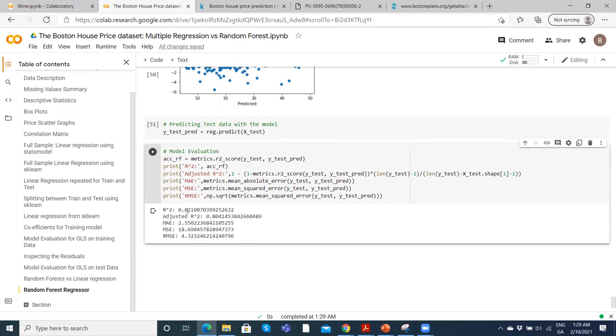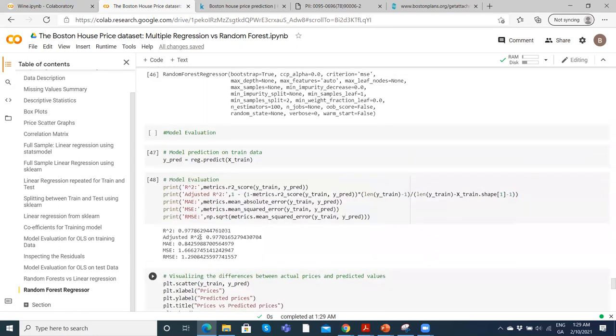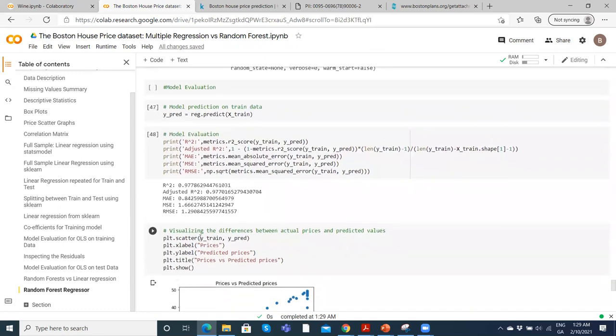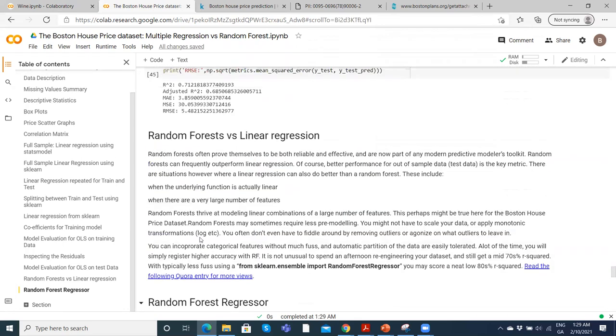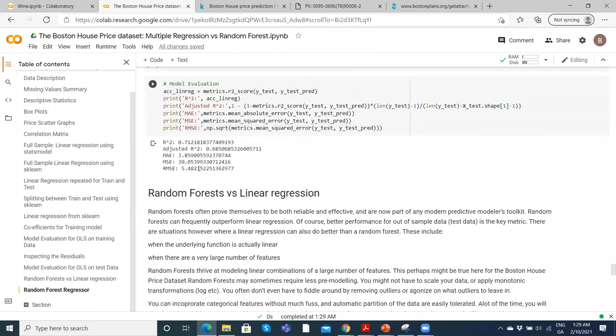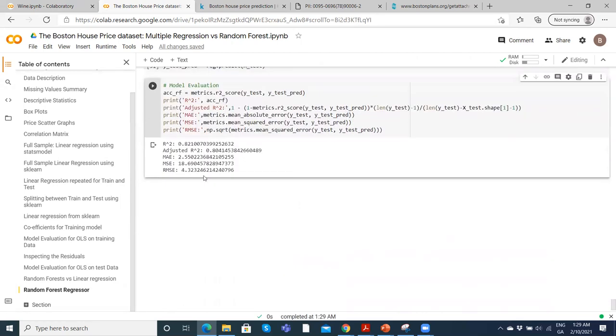They deteriorate, but they're still in the low 80s. So we're getting 82% R squared, 80% adjusted, and the other measures, root mean squared error, 4.32, that's lower than the one we had reported before for out of sample, 5.48 for the OLS. So in each metric that we report for the out of sample, the random forest is doing a bit better.